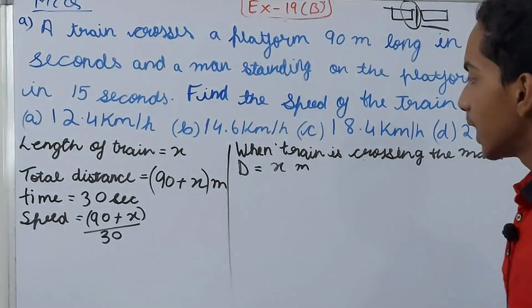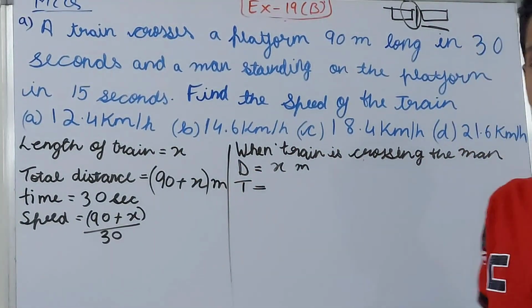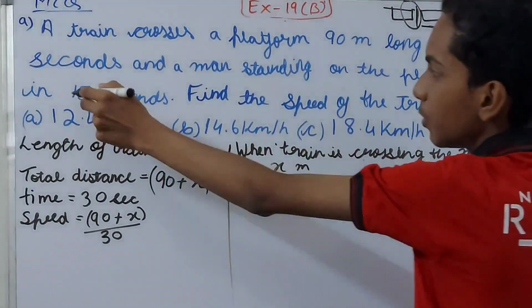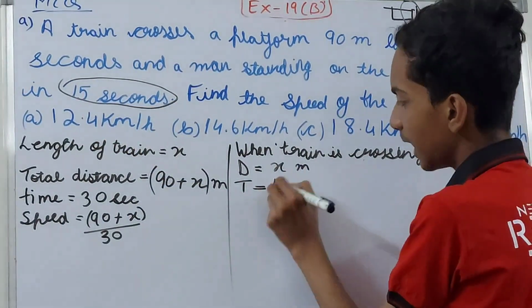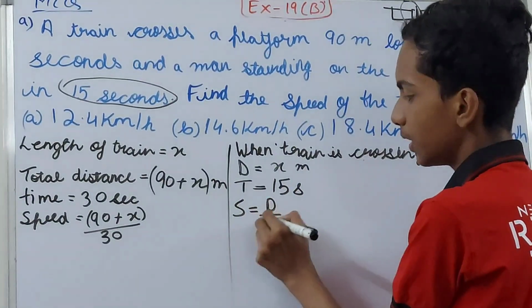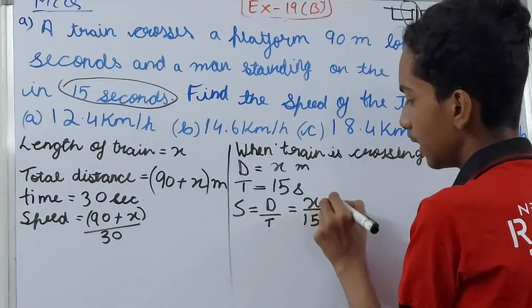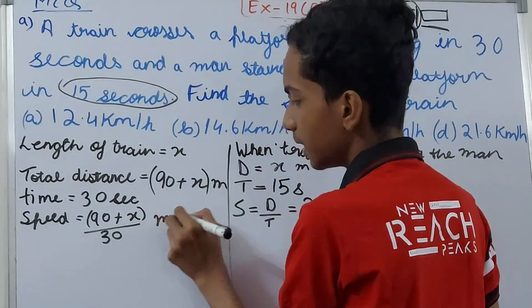Fine. Next is the time, and time is given to us. What is the time given to us as? See here, the time taken by it to cross the man is 15 seconds. Fine. So time becomes 15 seconds. Speed becomes distance upon time, that becomes x by 15 meter per second, and here also meter per second, right?